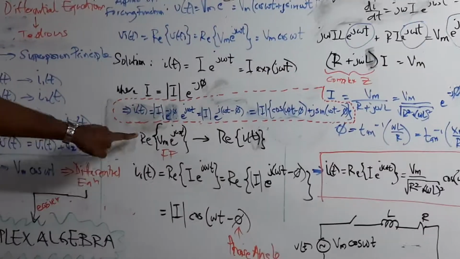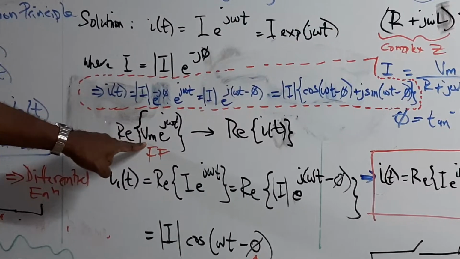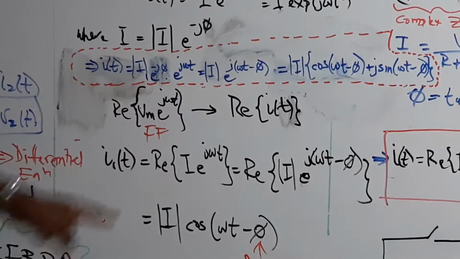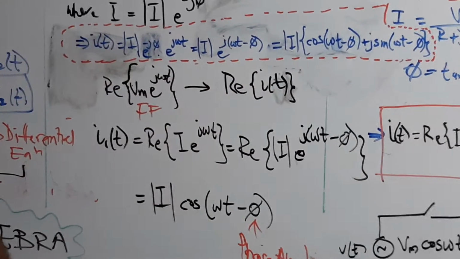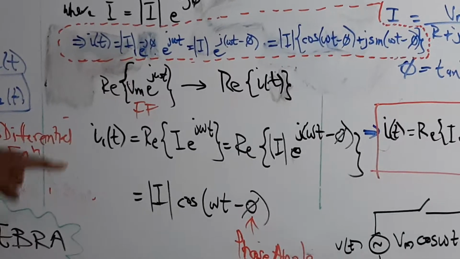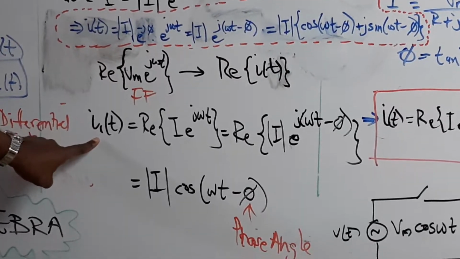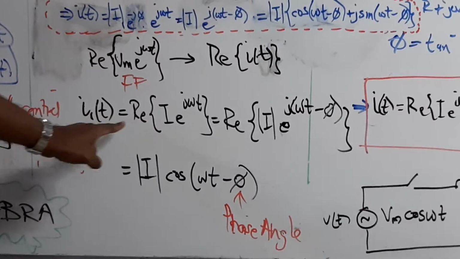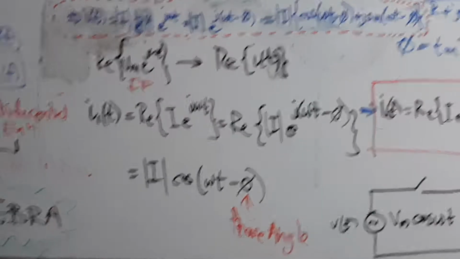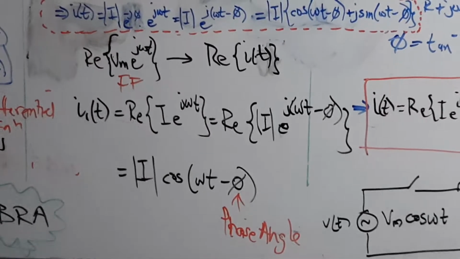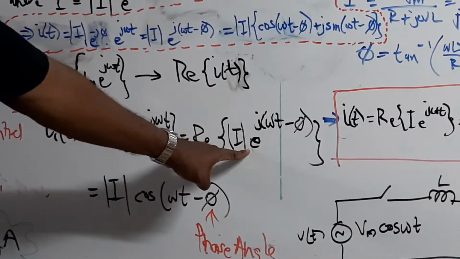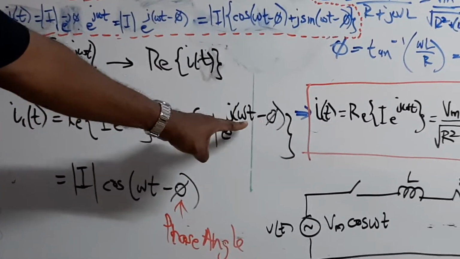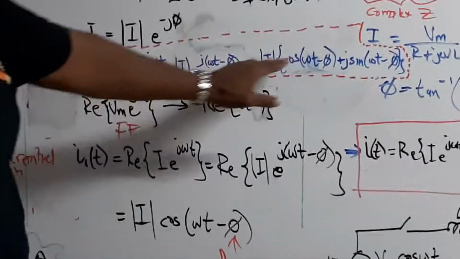So the real part of the forcing function Vm e to the j omega t is the real part of I of t. Right? And I1 of t is equal to the real part of I e to the j omega t. So it is equal to the real part of the modulus of I e to the j omega t minus phi, which is what we have over here.